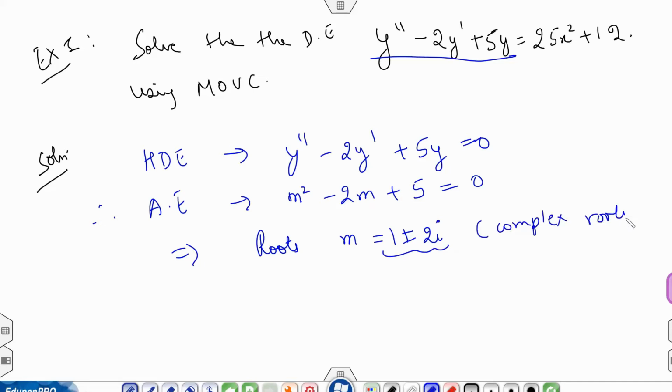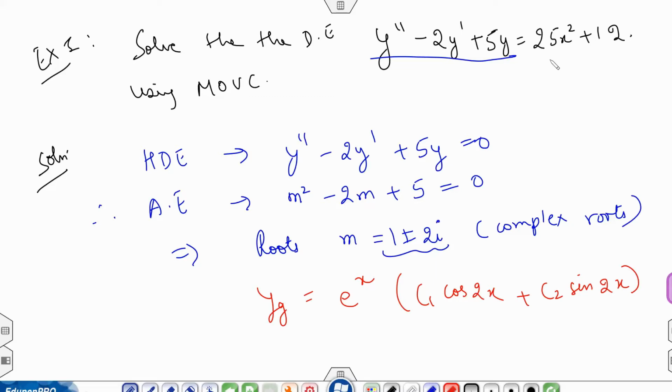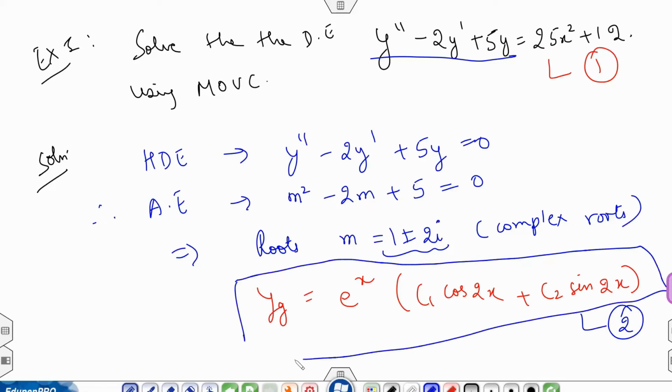So for the complex roots, what will be your yg? yg is e to the power x, that is your real part, into c1 cos 2x plus c2 sin 2x. I call this equation number 1 and the original equation number 2. So you have done half the work, you have found the yg. Now you need to find a yp. How will you find yp? By the method of undetermined coefficients.